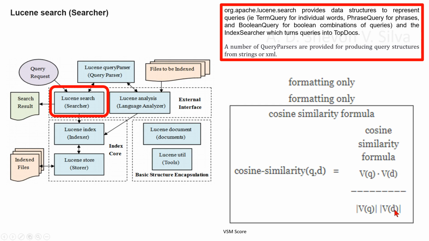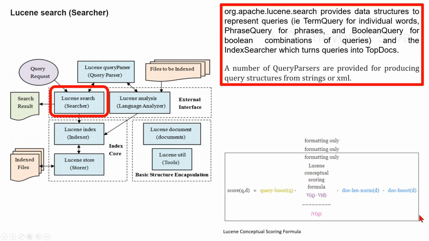At indexing, users can see formatting only and the cosine similarity formula here. Now we are considering Lucene's conceptual scoring formula. Lucene refines the VSM score for both search quality and usability.